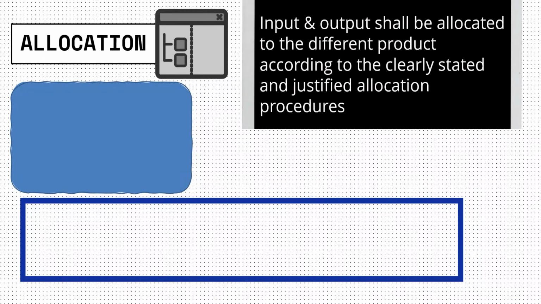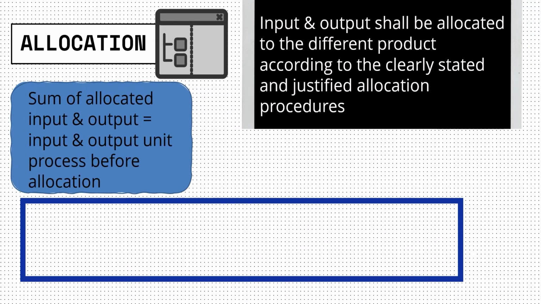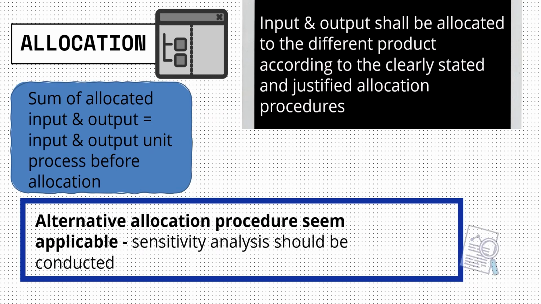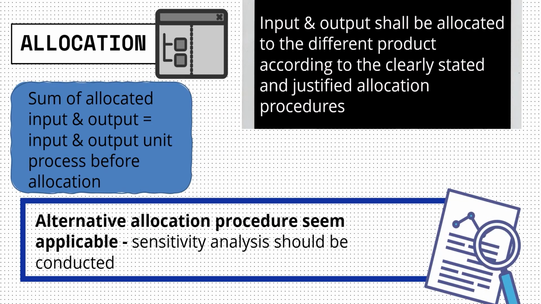Allocation of inputs and outputs to different products should follow a clearly stated and justified allocation procedure. The sum of allocated inputs and outputs must equal the inputs and outputs before allocation. If there are applicable alternative allocation procedures, sensitivity analysis should be conducted to know the consequences and departure of the selected approaches.